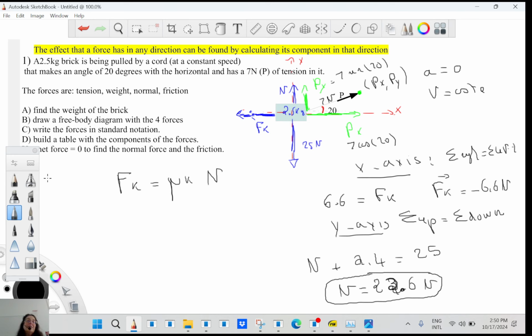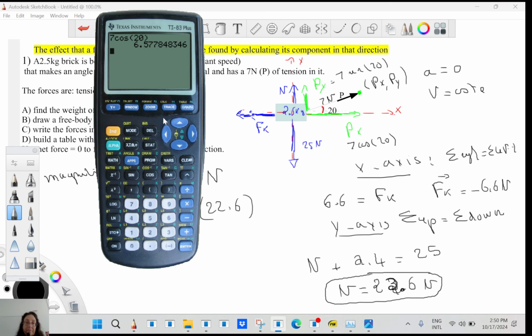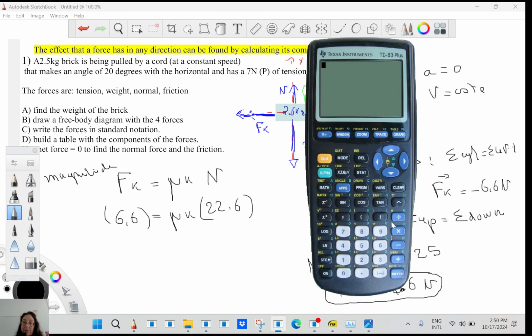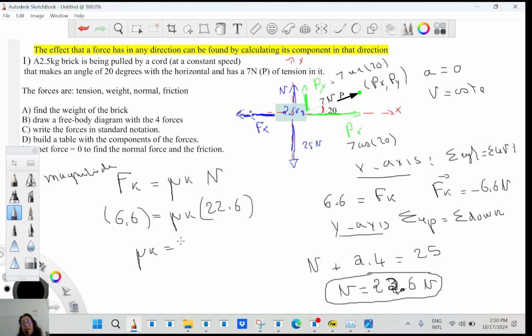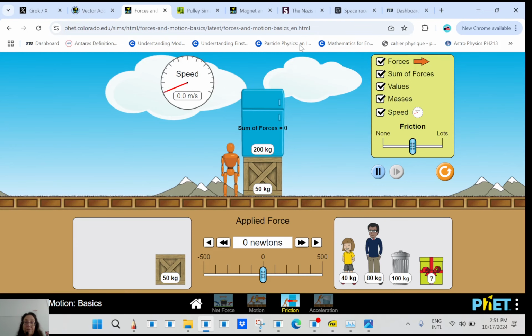So in magnitude, okay, you are only using the magnitude. So kinetic friction will be 6.6. This is the coefficient, and the normal force is 22.6. So it's going to be 6.6 divided by 22.6, 0.3, right? Yeah. Okay. Morality: don't make up things.